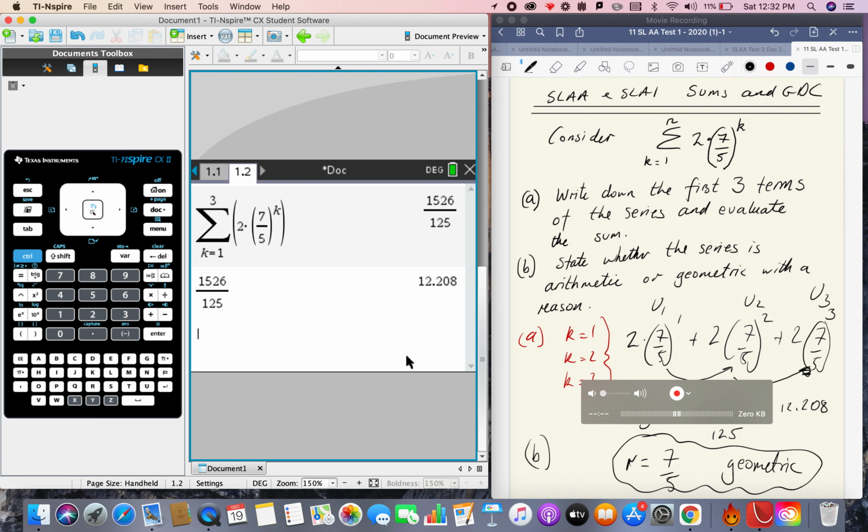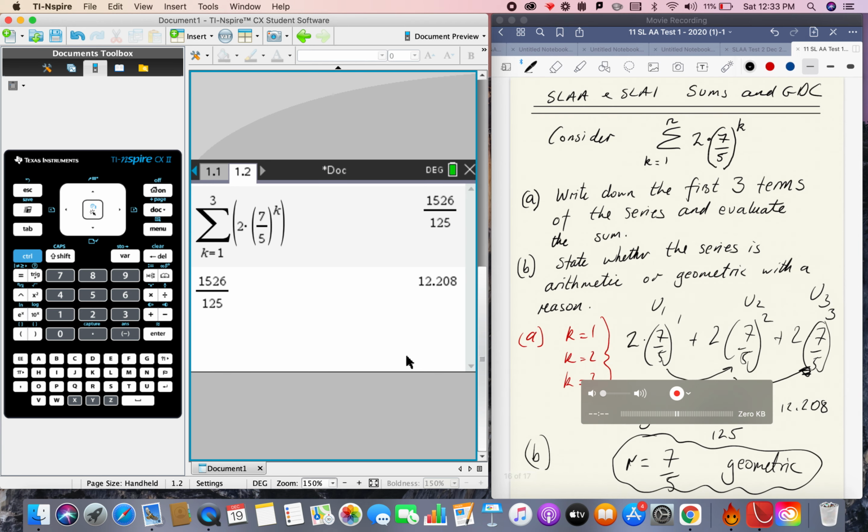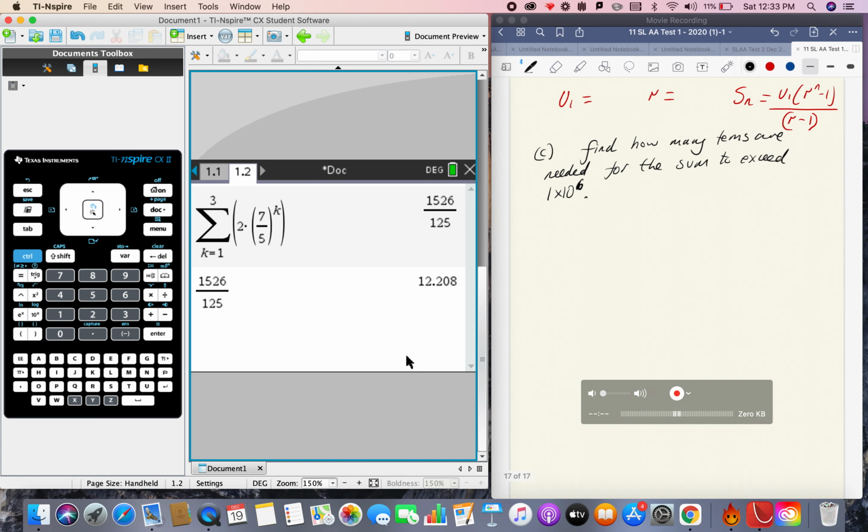Alright then, so let's move on to the last part, which is here. Find how many terms are needed for the sum to exceed 1 times 10 to the 6. Well, look, we can go back to here and see that the first term is 2 times 7/5 to the 1, so that's 14/5. We know that r equals 7/5, and we want the sum to exceed 1 times 10 to the 6. So I'm actually going to do this in 2 different ways, but each way will rely on a calculator solution. You might like to think if there's a way of getting towards an algebra solution for these, and there may well be, and then maybe we'll do the algebra solution as a third option.